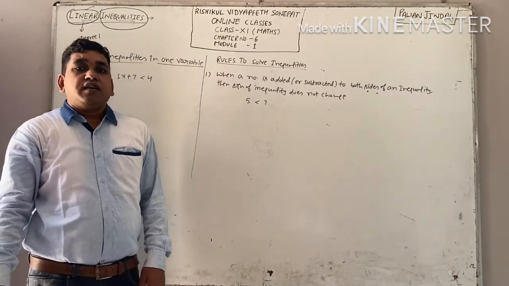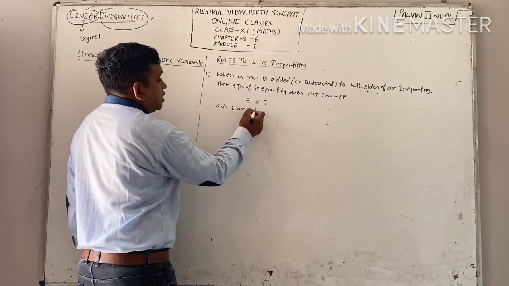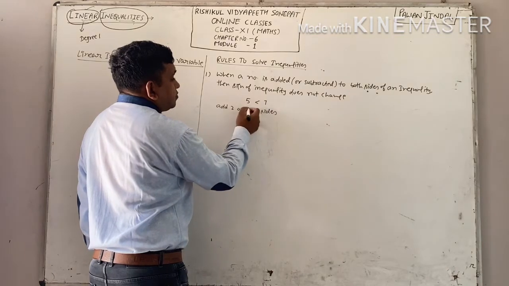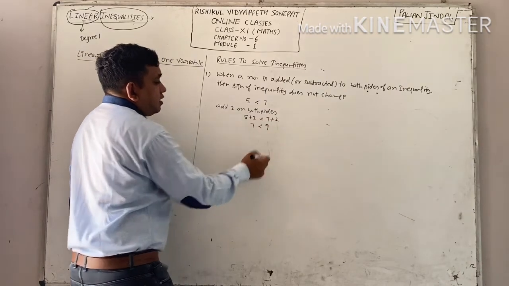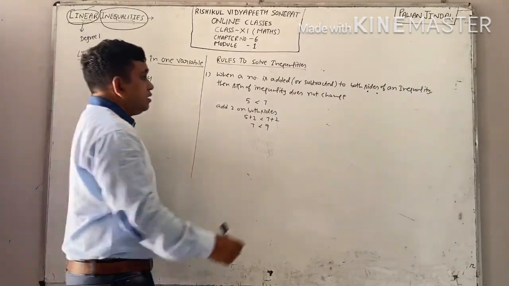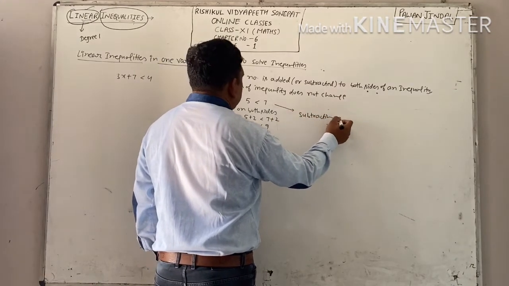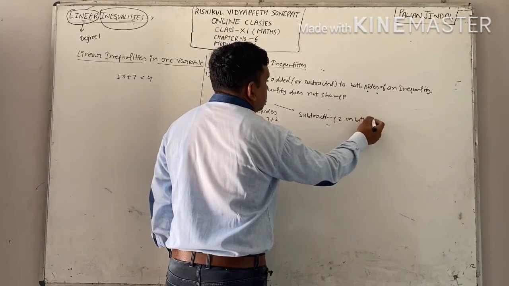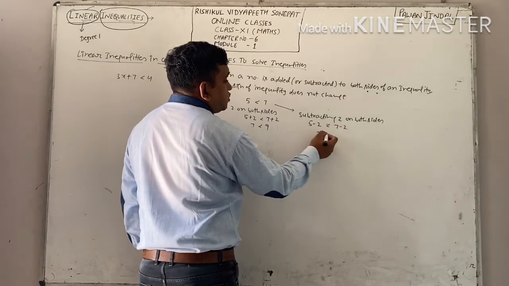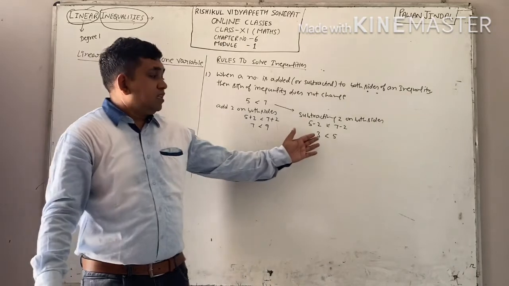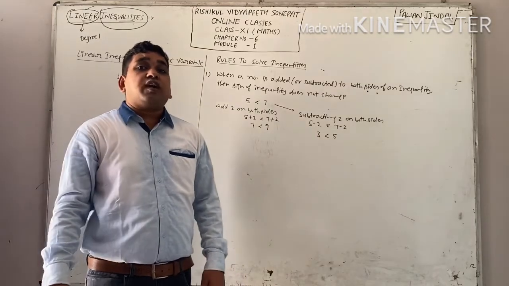For example, suppose I am writing 5 less than 7. This is your inequality. I want to add 2 on both sides. See what you get. This is your 5 plus 2. This is your 7 plus 2. 7 less than 9. Sign of inequality will remain same. Now I am subtracting 2 on both sides. This is your 5 minus 2. This is your 7 minus 2. 5 minus 2, 3. 7 minus 2, 5. Then check 3 is less than 5. Means sign will remain same. There will be no effect on the sign.